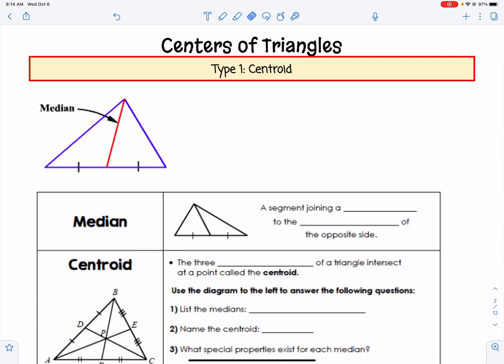In this video, let's talk about a type of center of triangles we call a centroid. A segment joining a vertex to the midpoint of the opposite side is known as a median. There's a nice picture of it up here at the top of the page, and then there's another picture in the box beside where we just wrote those words. So you see that the median joins the vertex to the midpoint of the opposite side of the triangle.